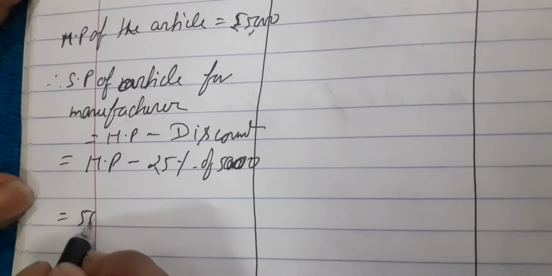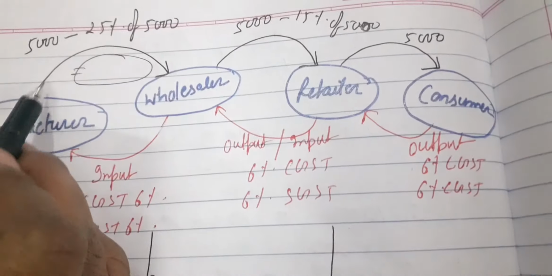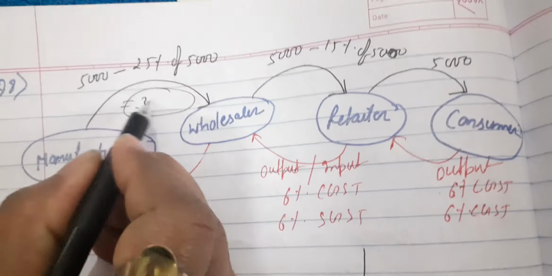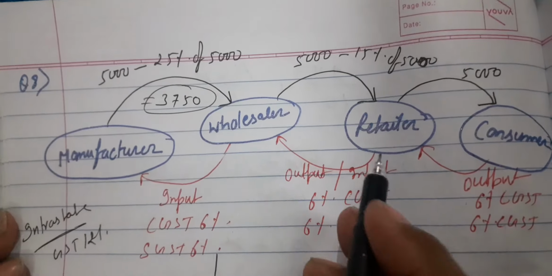And what is MP? It is 5,000 minus 25 by 100 into 5,000. If you want, you may take 5,000 common, then you can solve. Then 5,000 minus 1,250 rupees. It means rupees 3,750. It means the manufacturer sold this item to the wholesaler at 3,750 rupees. Now at what cost did the wholesaler sell it? Let's see.